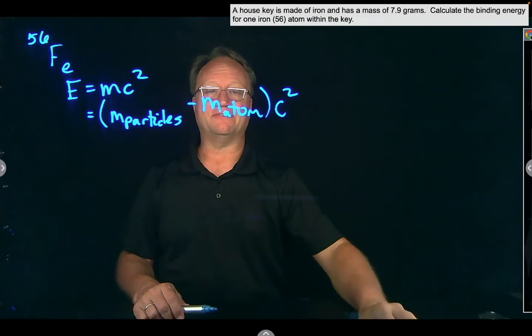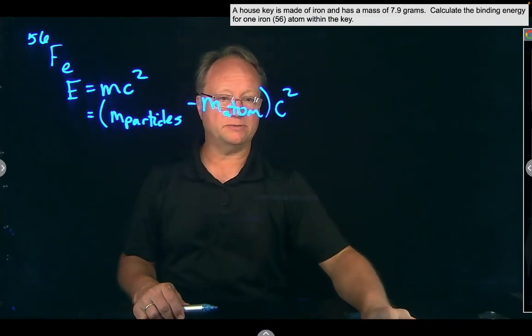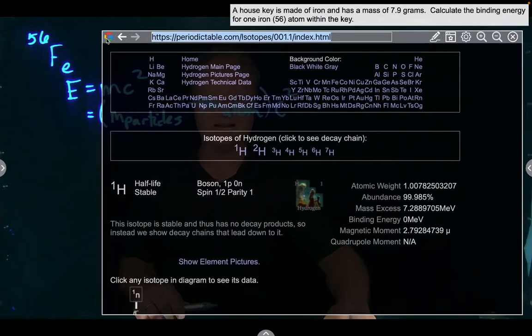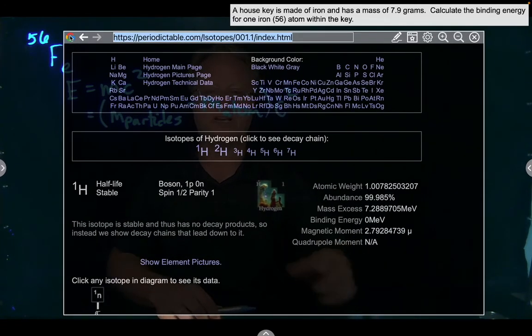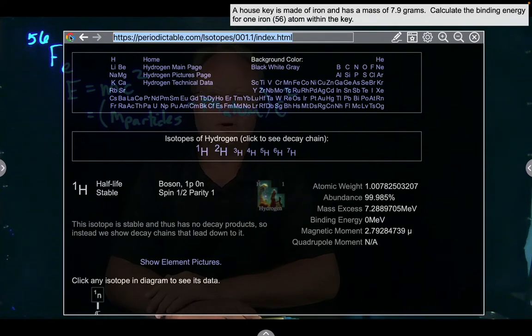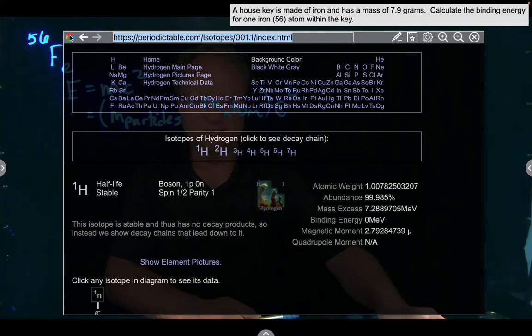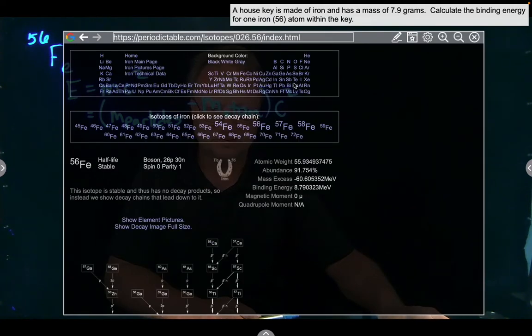Now, we're going to have to get some numbers from the periodic table, and specifically this is the isotope table. So I have the isotope table pulled up. You have a link to this on the problem sets. So we want iron, so I'm going to click on iron, and specifically we want iron 56. So we are on iron 56. This tells you how many protons and neutrons you have, and it also tells you the mass of the atom.